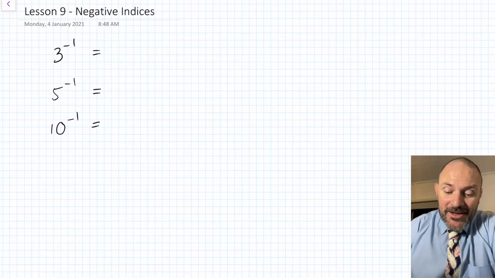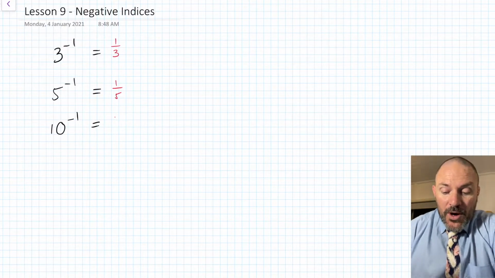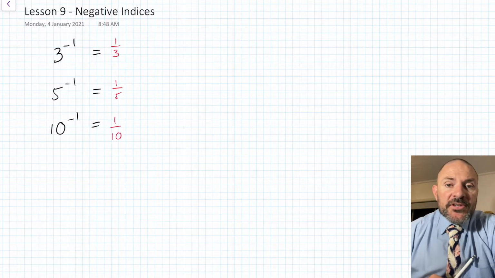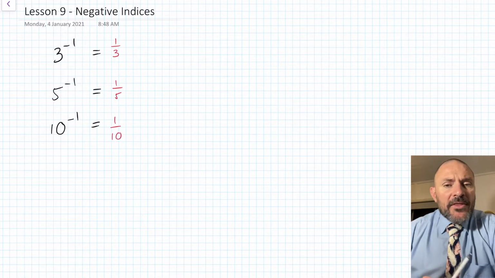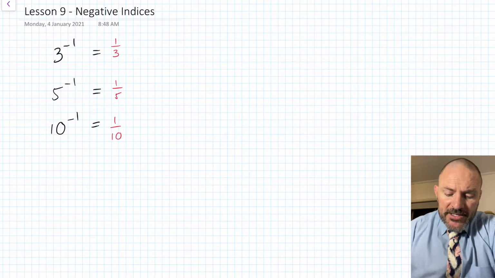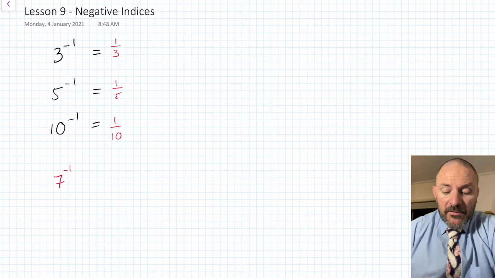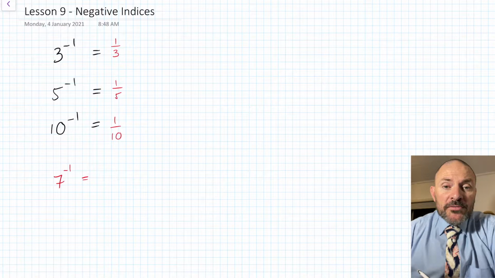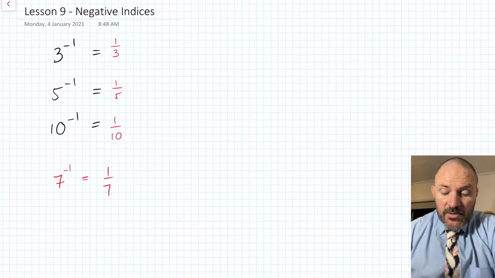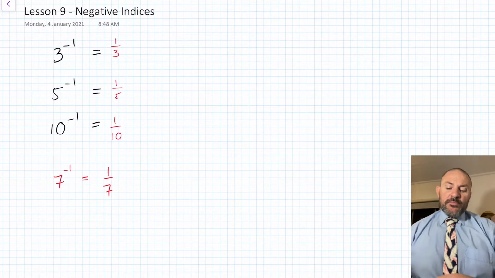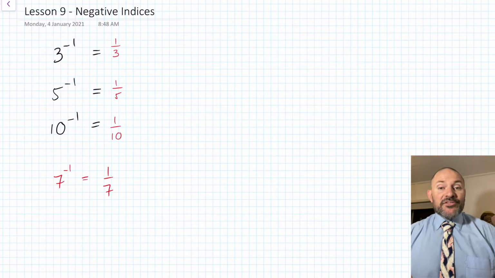How'd you go? 1 over 3, 1 over 5, 1 over 10. Very interesting, right? Looking at those numbers without the use of a calculator, if I said 7 to the power of negative 1, would you have an idea what to do? Well, hopefully you might say 1 over 7. So at the moment, you're looking at that going, okay, I see a bit of a trend here.